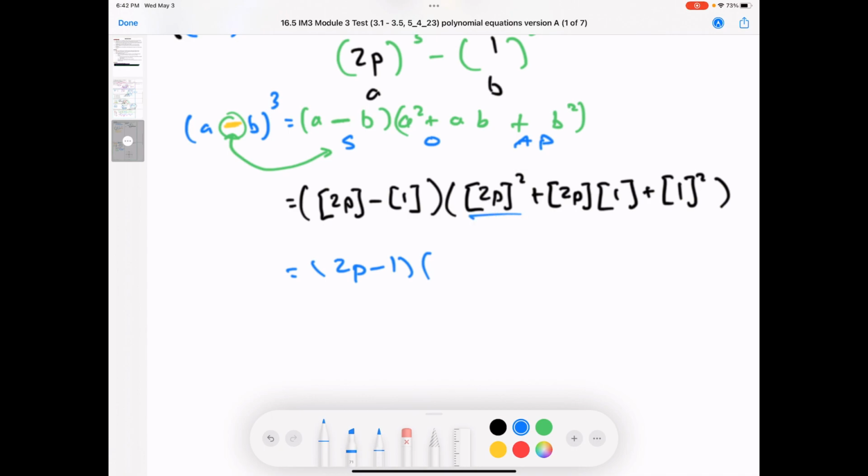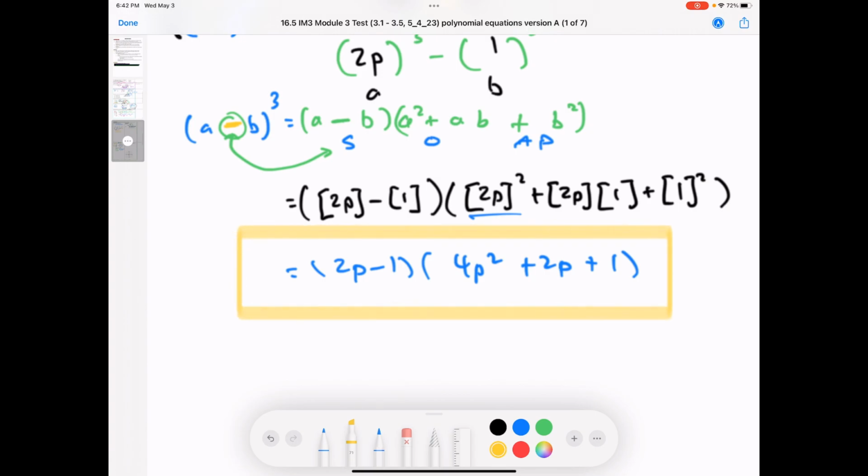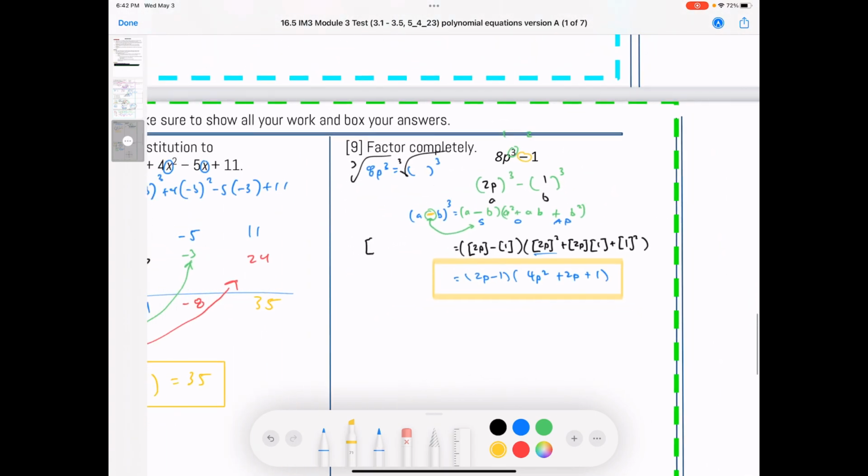2p times 2p is 4p squared plus 2p plus 1. And that's our answer, factor completely. Remember the second term there? That is not factorable.